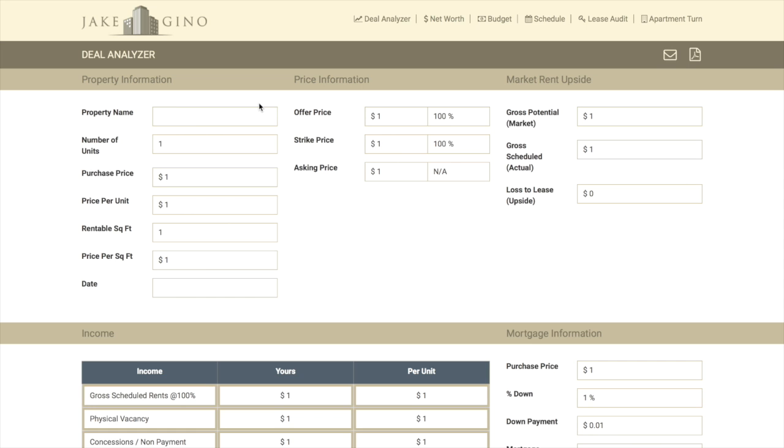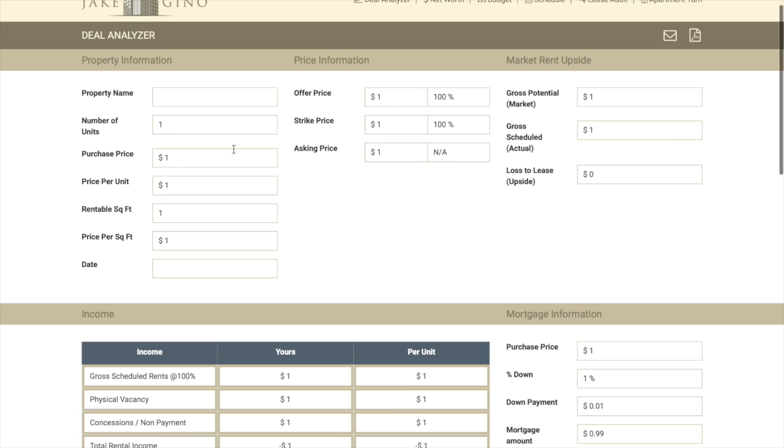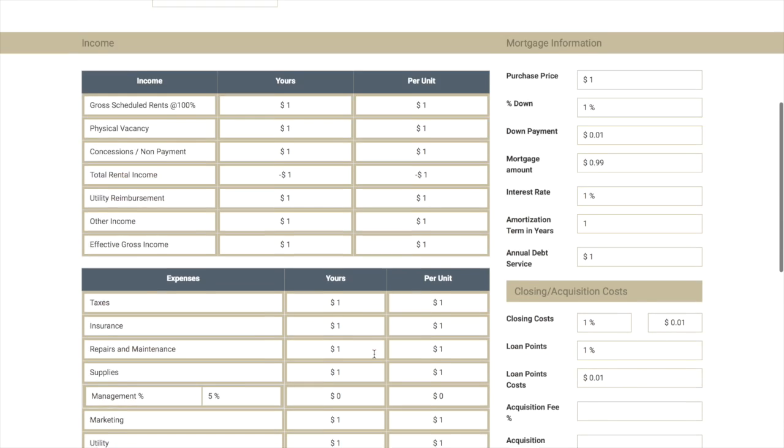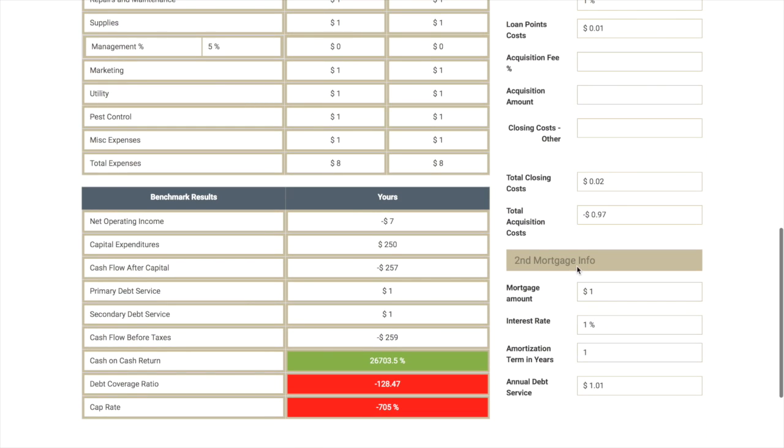So this is what the Deal Analyzer calculator looks like. Let's go through this really quickly to show you what we have to offer here. We've got the property name, number of units, purchase price, offer price, strike price, asking price. In here, you're going to be able to put your income numbers here. You'll put all of your expenses. On the right-hand side, you're going to have your mortgage information, closing costs, anything with a second mortgage.